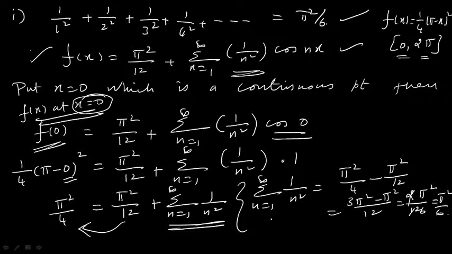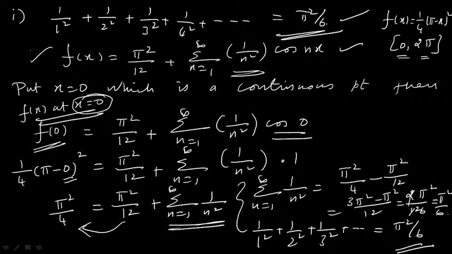So sigma n varies from 1 to infinity. If you expand this series, what do you get? 1 by 1 square plus 1 by 2 square, substituting n equal to 3, 4, etc. That is equal to pi square divided by 6. This is the series we have obtained, for that we substituted the value x equal to 0. So then we move on to the second one.